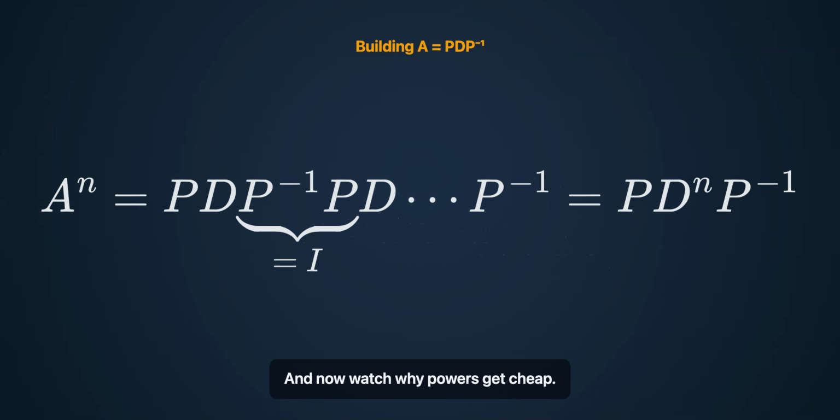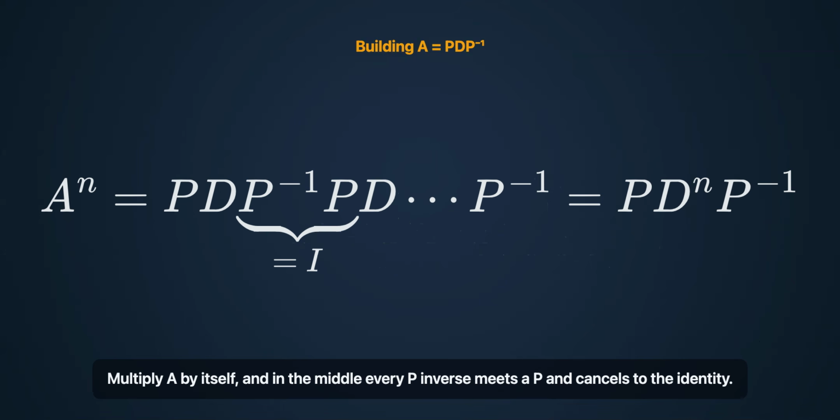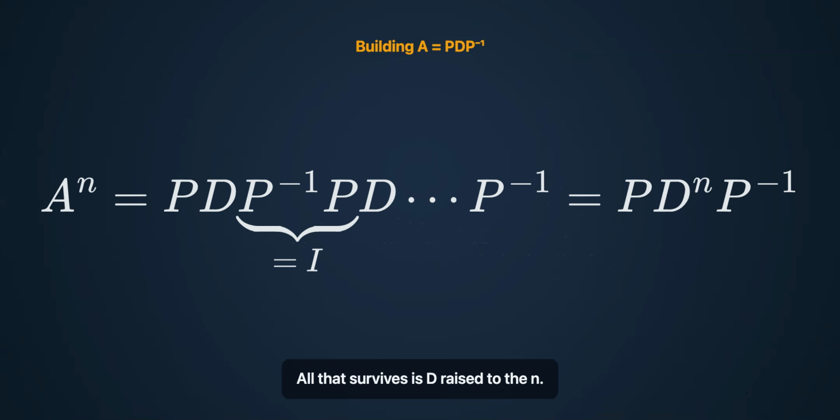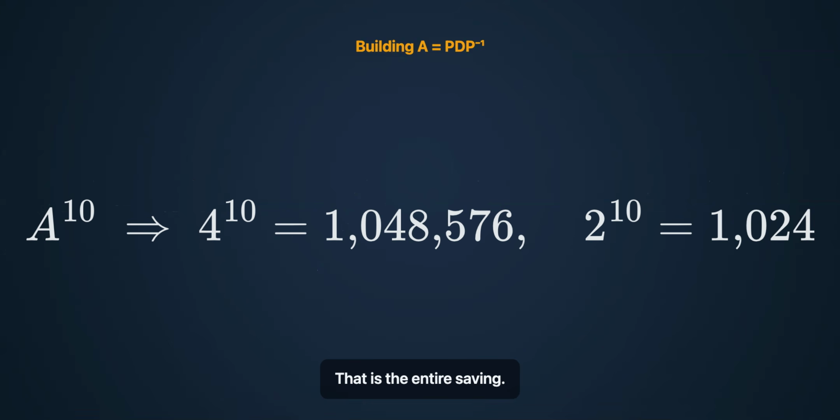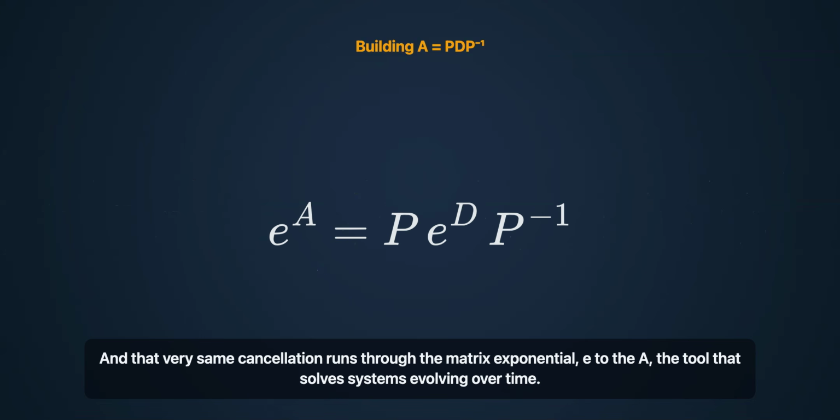And now watch why powers get cheap. Multiply A by itself, and in the middle, every P inverse meets a P and cancels to the identity. All that survives is D raised to the n. So A to the 10th, which is 10 full matrix multiplications the long way, becomes just 2 numbers raised to the 10th, 4 and 2. That is the entire saving. And that very same cancellation runs through the matrix exponential e to the A, the tool that solves systems evolving over time.